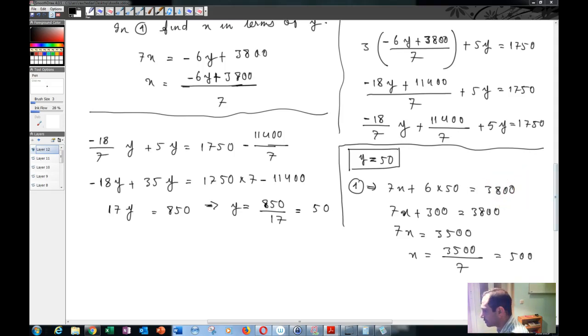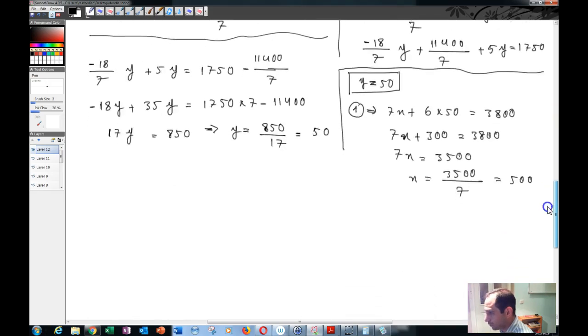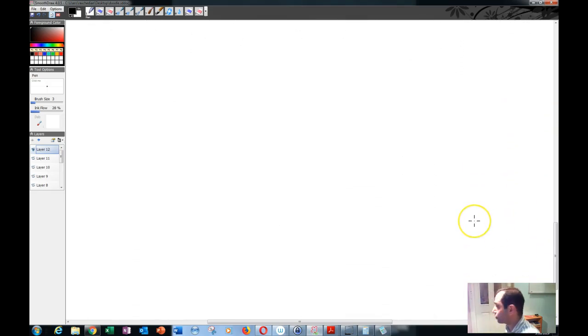Well, as it turns out, it is actually right. A bat costs 500 rupees and a ball costs 50 rupees, which I would imagine are realistic prices, but 500 rupees for a ball would probably not have been a very realistic price. Okay.